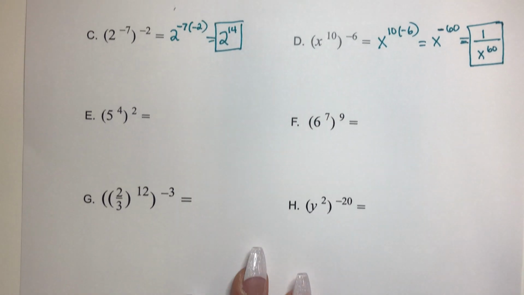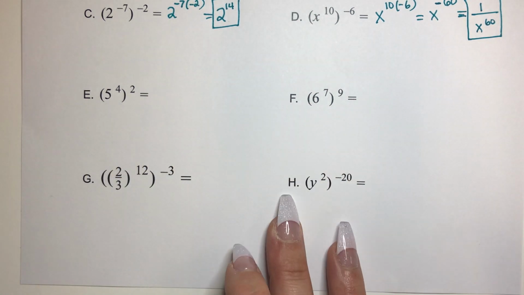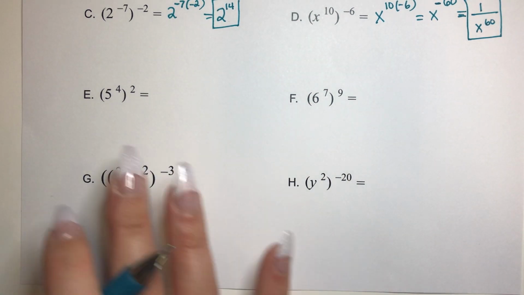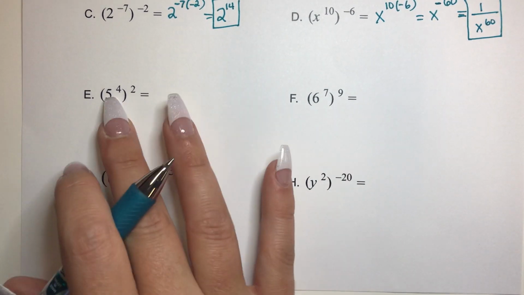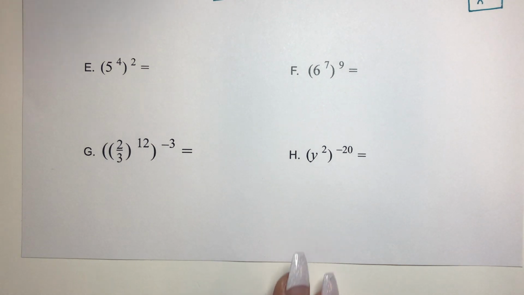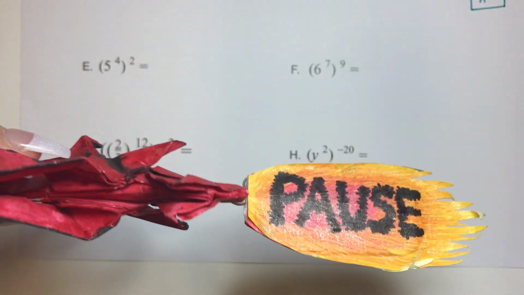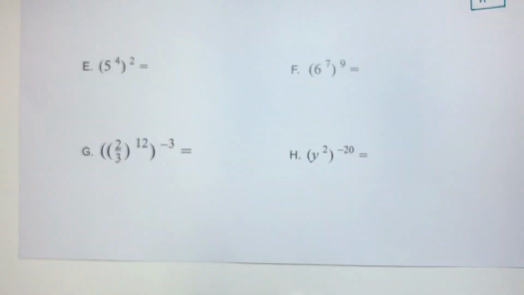Perfect. Okay, I want you to try E, F, and H. Actually, yeah, E, F, G, H. Try them all. You could do it. All right, I will see you in a little bit. Here's my friend, the pause dragon, to remind you to pause your device. Go ahead and work out those problems. When you get done, press play, and I'll talk to you in a little bit.